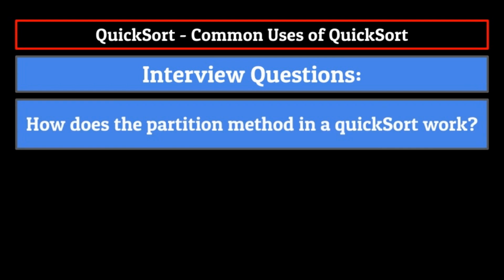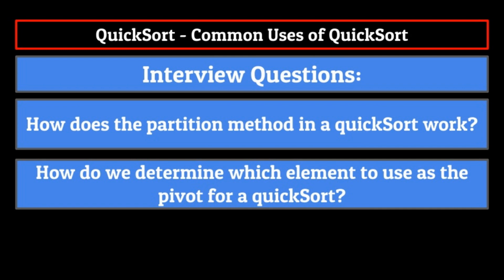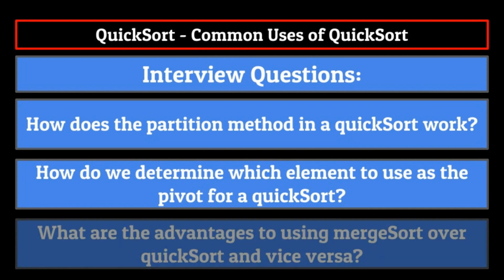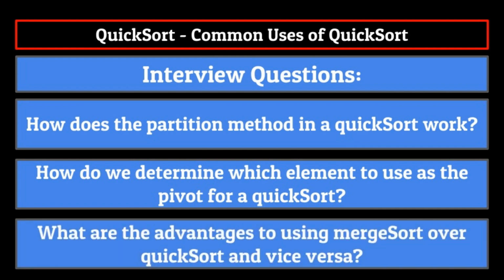Questions such as how does the partition method in a QuickSort work, or how do we determine which element to use as the pivot for a QuickSort, or what are the advantages to using QuickSort over MergeSort and vice versa, are all questions that I could see being asked in a job interview to test your knowledge of algorithms. Luckily enough for you, you've just concluded a 45-minute video made by an 18-year-old talking about it, and so based on my calculations, you should be more than well equipped to tackle these questions. And with that, we are now finally ready to move on to our conclusion.